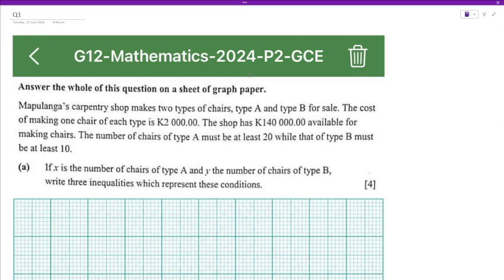As always, we use exam papers as our examples, and this one is coming from 2024 paper 2 GCE. The question says Maplanga's carpentry shop makes two types of chairs, type A and type B, for sale. The cost of making one chair of each type is 2,000. The shop has 140,000 available for making chairs. The number of chairs of type A must be at least 20, while that of type B must be at least 10. If X is the number of chairs of type A and Y the number of chairs of type B, write three inequalities which represent these conditions.